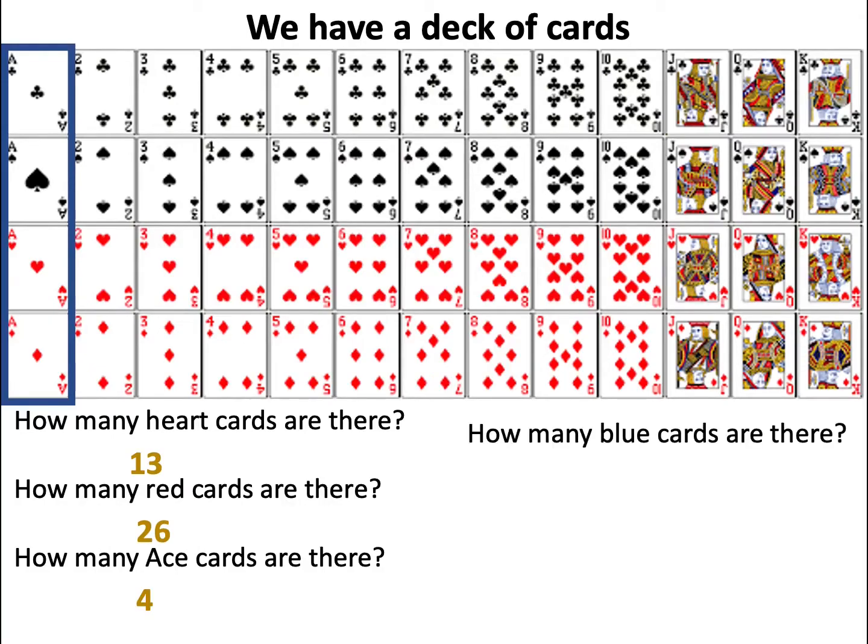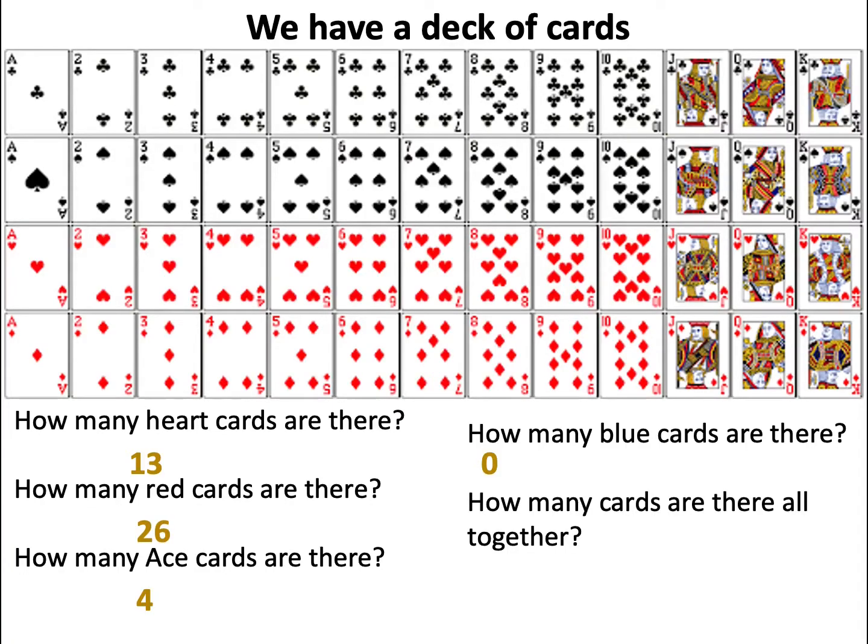How many blue cards? Well, there aren't any in any deck of cards. It's always either black or red. And finally, how many cards are there in total? In a full deck of cards, without the jokers, it is 52 cards in total. What we've just identified here are all the possible card outcomes in a deck of cards, which is 52.